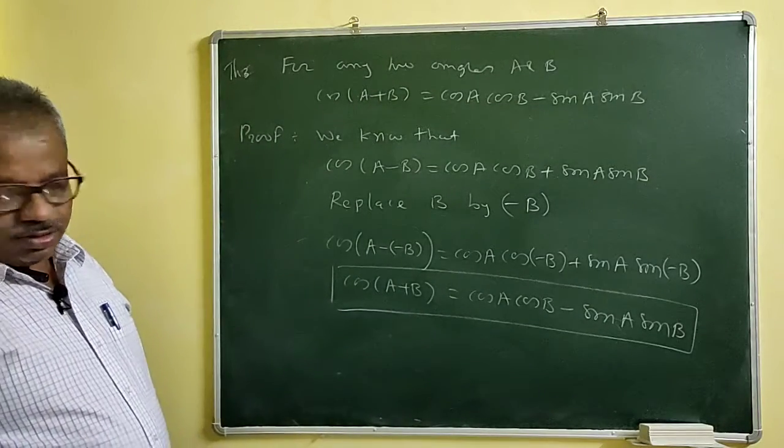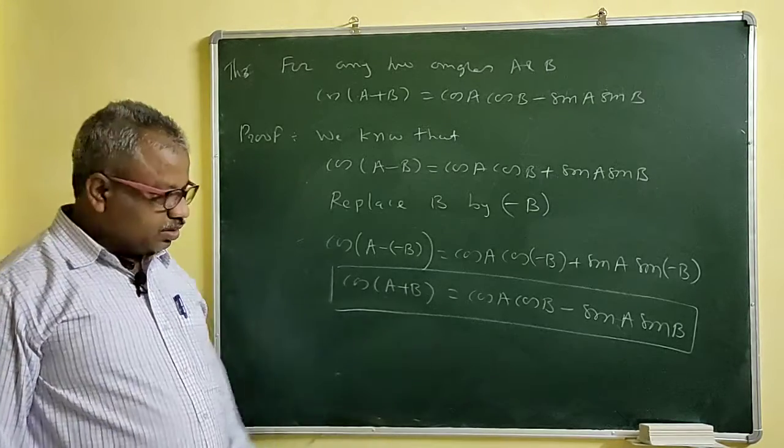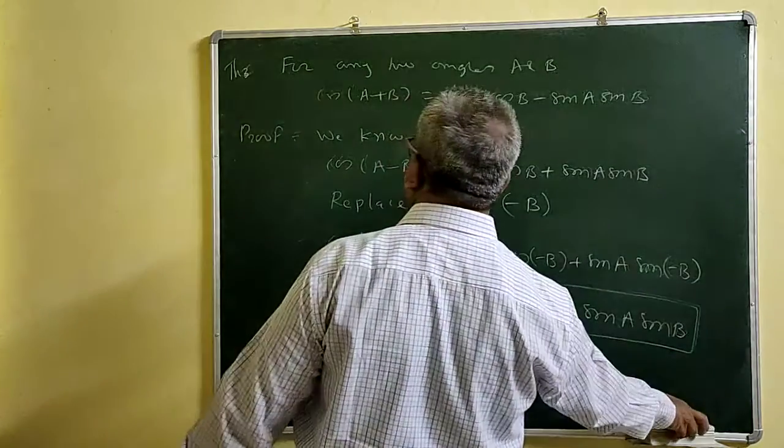Right? So with this you can derive cos pi by 2 plus theta. Right? Sin pi by 2 plus theta. Right? Okay.